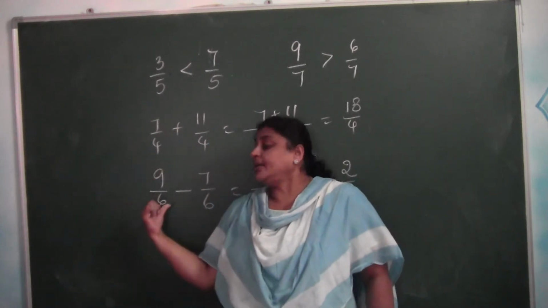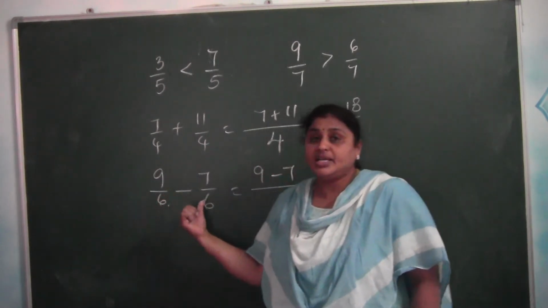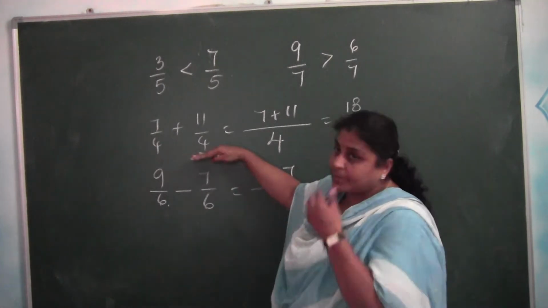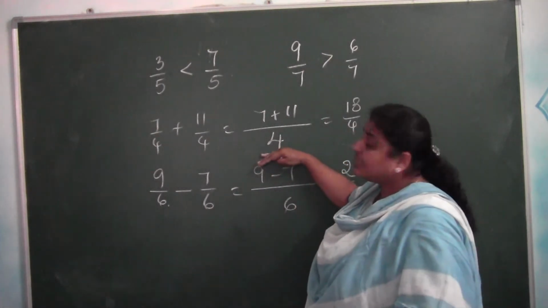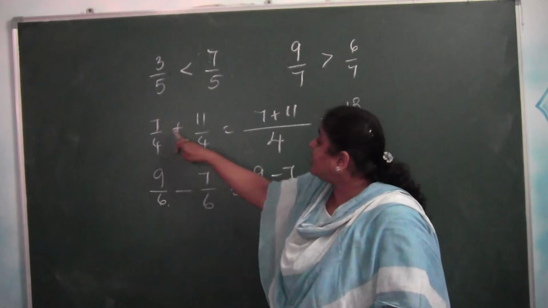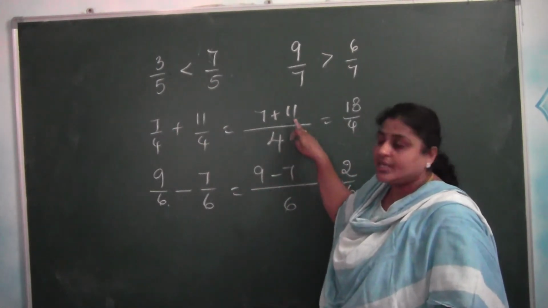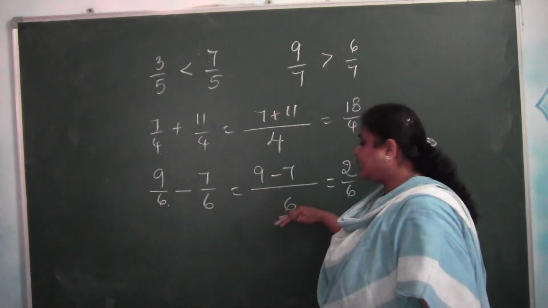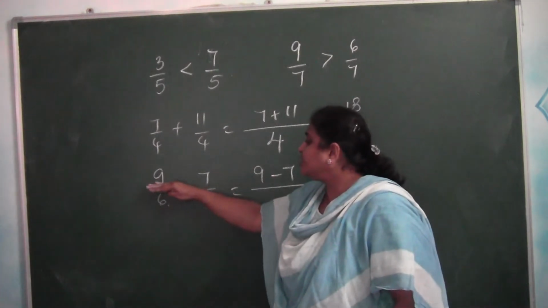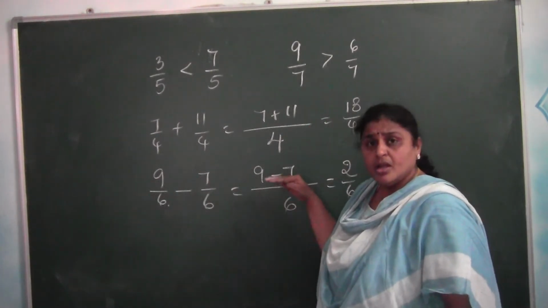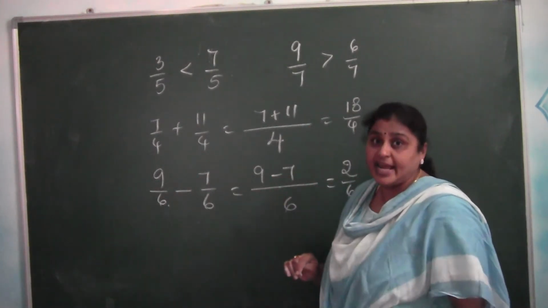But addition and subtraction of like fractions is a procedure. Whatever the common denominator is, we will write the denominator as it is and we will add up the numerators. Here also, the common denominator we will write as it is and we will subtract the numerators. That is in case of like fractions.